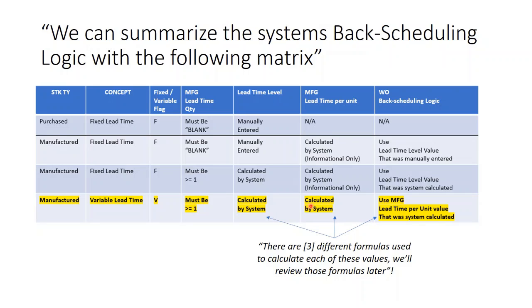There are 3 different formulas that are used when calculating the lead time level, calculating the lead time per unit, and another formula used when back scheduling work orders. When back scheduling a work order to determine its start date, for variable lead times, it will use the lead time per unit value. We'll cover these formulas later.